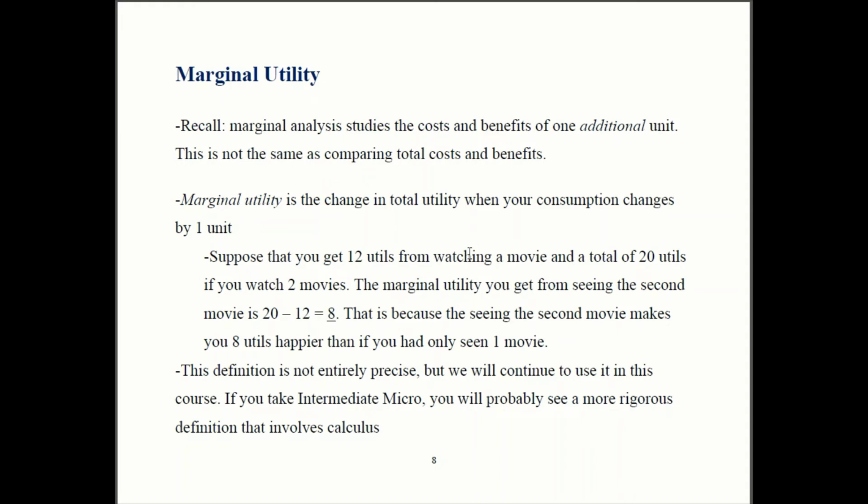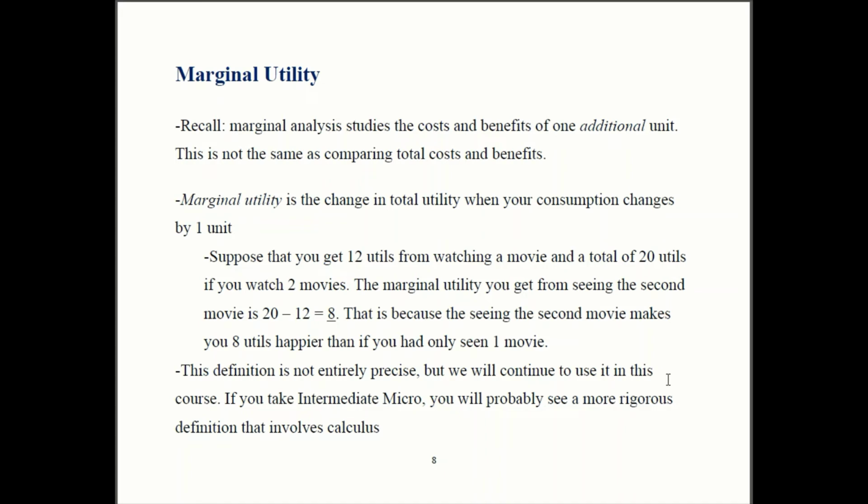So let's say if you watch one movie, that gives you 12 utils, so 12 units of utility. If you go and watch a second movie after that, your total utility would rise to 20. So now we can calculate your marginal utility. If it went up from 12 to 20, that's an increase of 8. That means your marginal utility is 8, the change in utility when you watch one more movie.